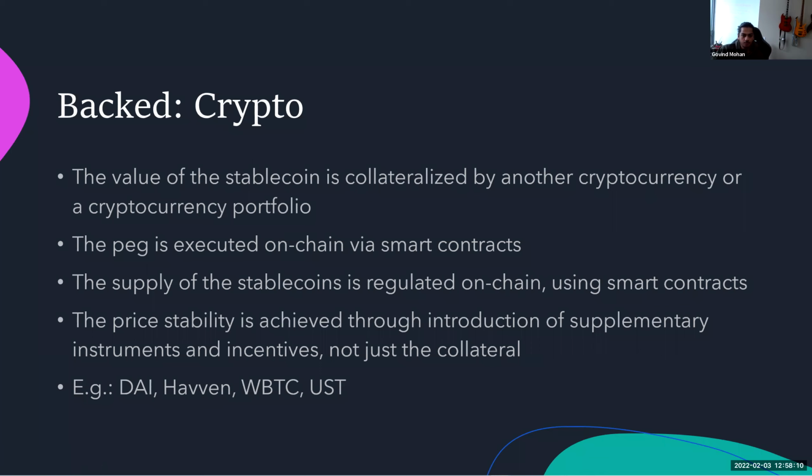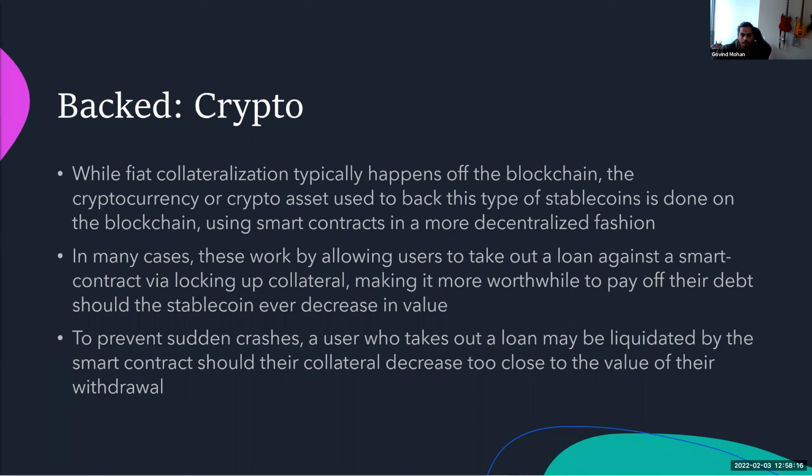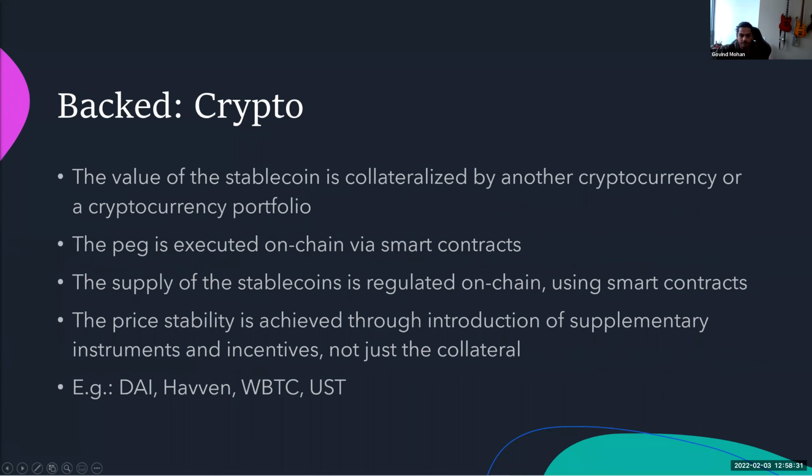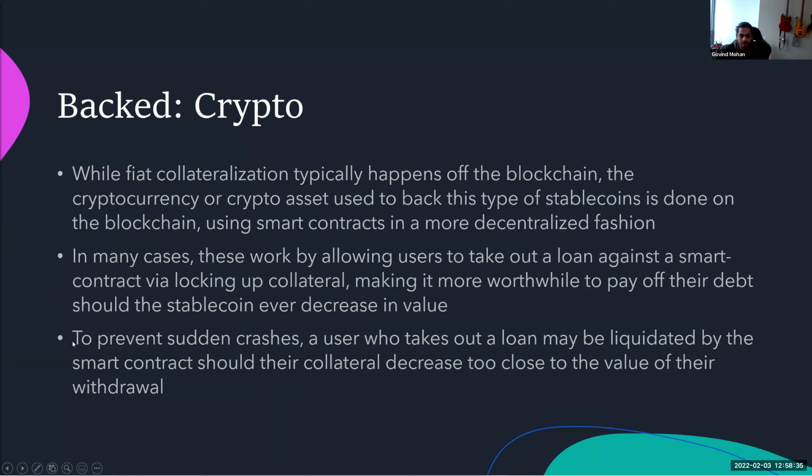Yeah, so these ones are the most safe ones because smart contracts actually dictate what the incentive flow is. And then in many cases you can take out a loan against a smart contract by locking up the collateral and make it worthwhile to pay off the debt should the stablecoin decrease in value. And there's typically a governance token. With DAI, for example, you have the Maker token. The Maker token is used for governance.